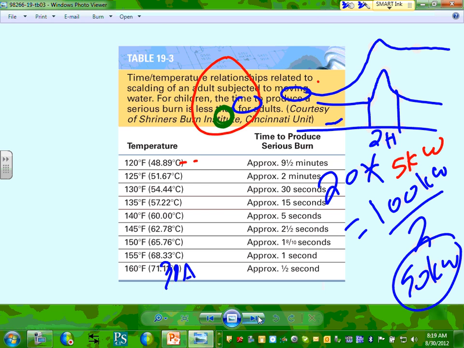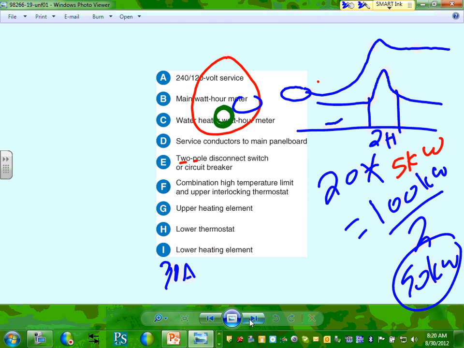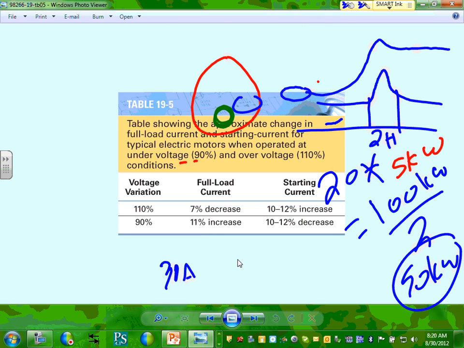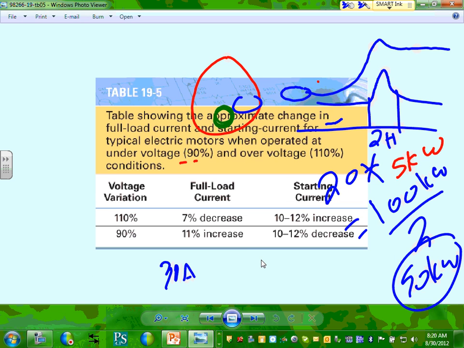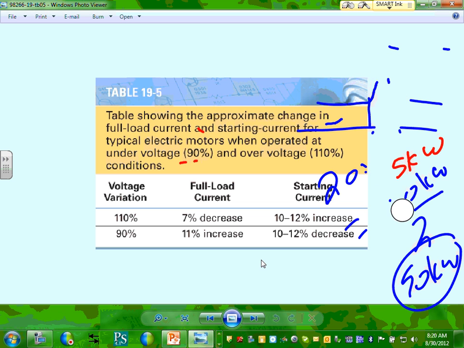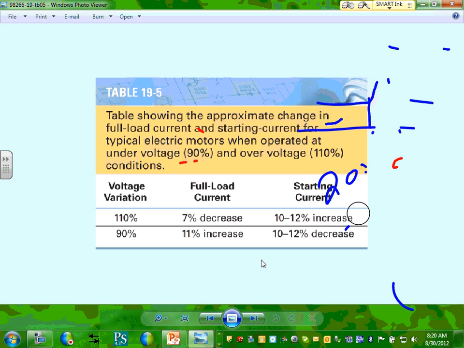The rest of it, guys, is just information about skating and all this stuff. Please read through it and don't worry too much. This is my favorite: what happens if the voltage goes up and down? What happens to the full-load current and the starting current? This is a big deal, guys, as we go. This one, I'm just going to mention a little bit here.